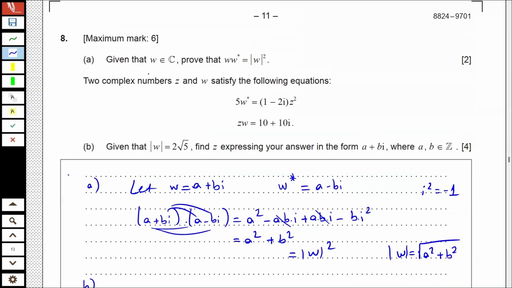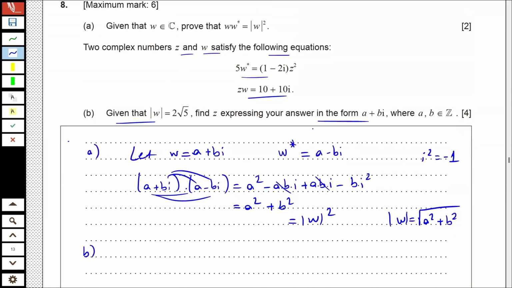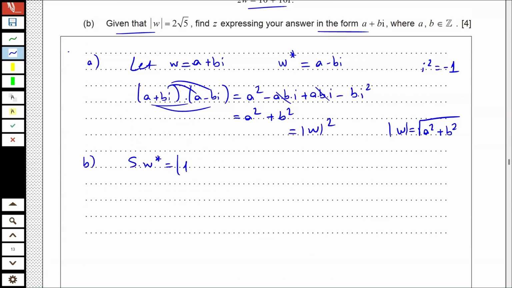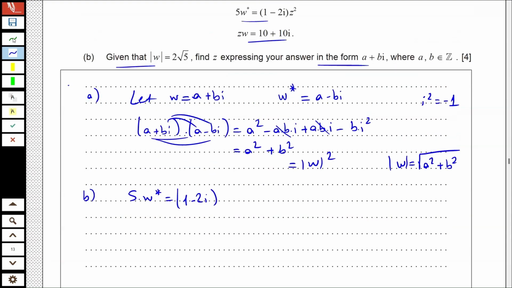Given the complex numbers Z and W satisfy the following equations. Given that the magnitude of W is 2 times square root of 5, find Z, expressing your answer in the form given. Let's write the equations here. I will change the color.